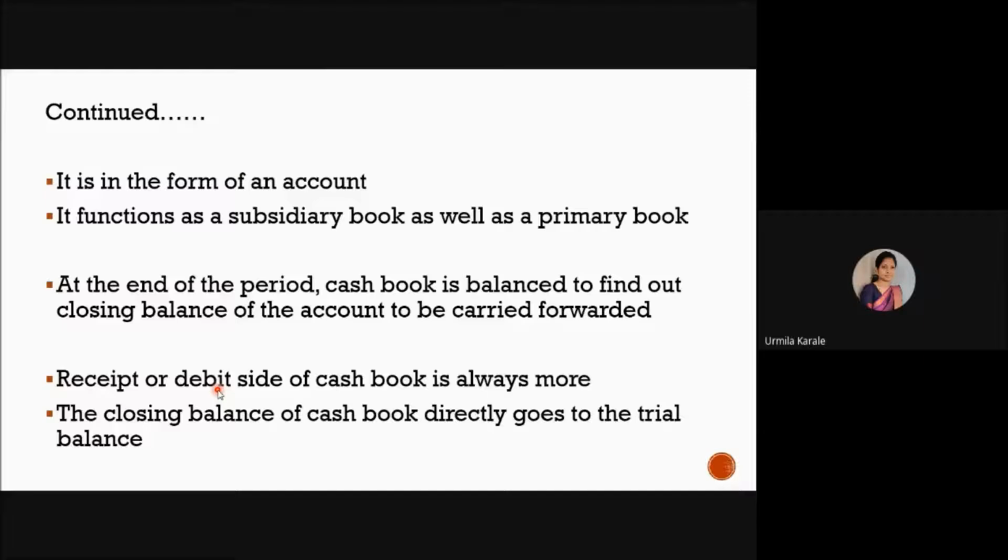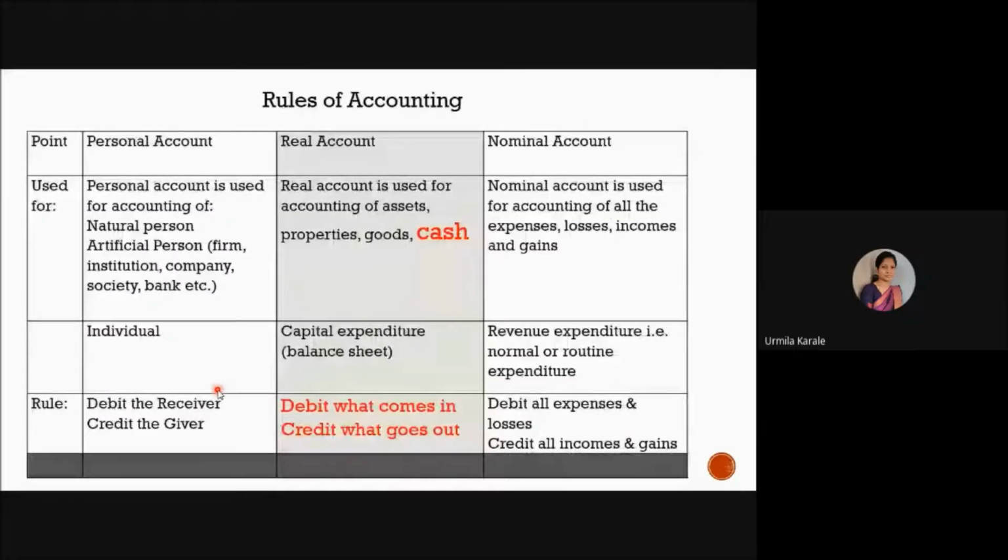Now, when it comes to the rules of accounting, we are talking about the real account, because in a real account, cash is an asset. For accounting of any asset, we use the rule: debit what comes in and credit what goes out. In the cash book, we only talk about the receipt and payment sides. Receipt side means whenever you receive cash. When cash is received, debit what comes in, so the debit effect will be there. That is why we also call the debit side the receipt side.